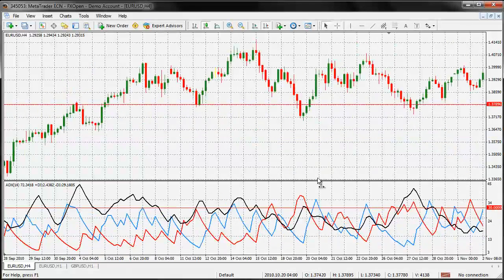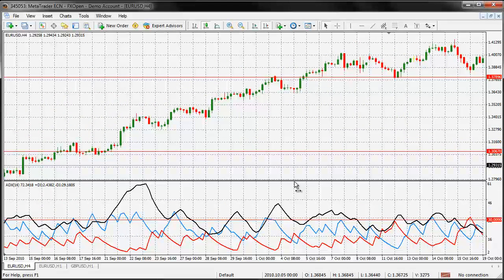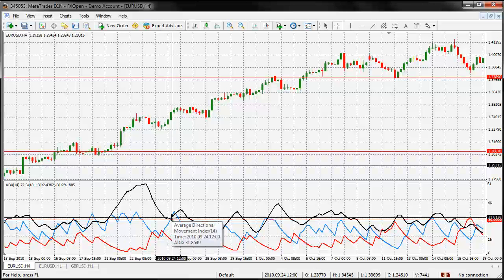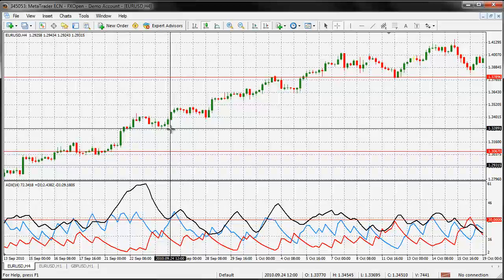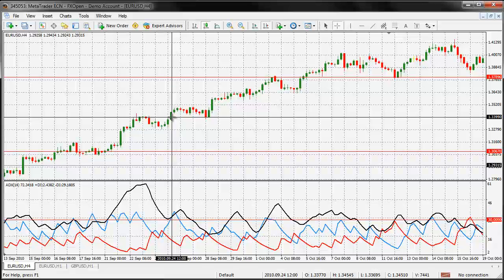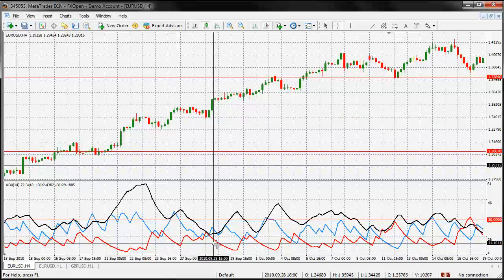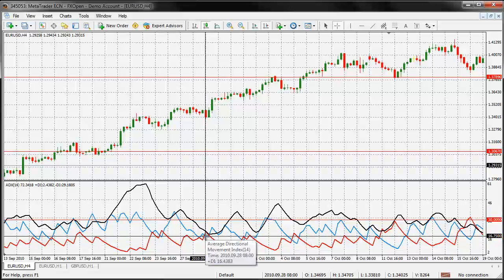Alright, let's see if we can find some more areas where we can show you where you can actually get in. Here is another area. We can see that the blue line here has now crossed, it's reached into the 30 area, and now it's hit that black line. Great, that's what we want. Alright, so where that signal appeared, it appeared right on a support line, so that's good. That's what we want. Alright, and now we can ride this trade until it basically crosses over again.